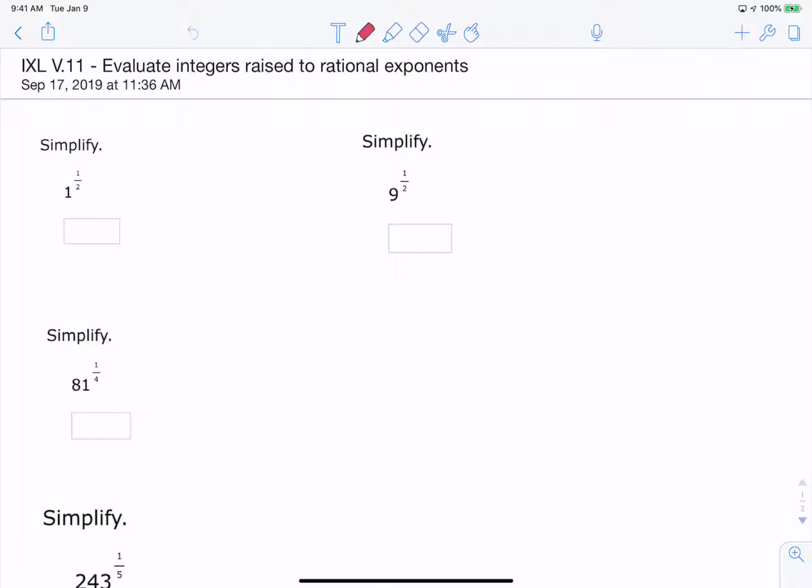All right, this video should help you with your V.11, evaluate integers raised to rational exponents. Remember, when you see that word rational, that's just another word for fraction. So if we look at all of our exponents here, they're fractions.